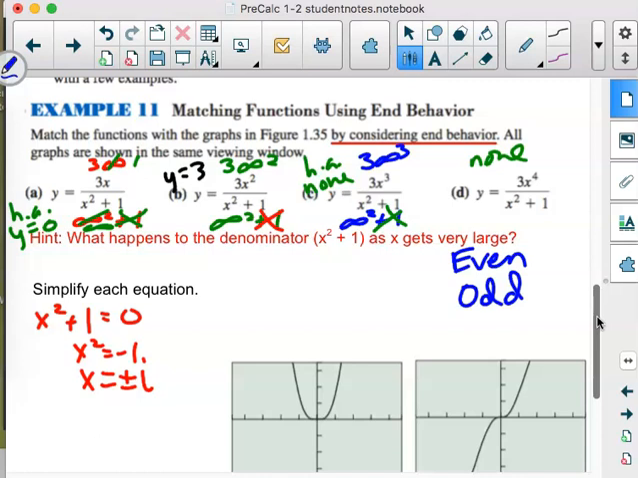So in this one, we have an odd over an even. So this is going to have odd symmetry. This one has an even over an even. So that's going to be even symmetry, which again is over the y-axis. This one has third power over second power, so odd over even. That one will be odd. And the last one has fourth power over second power. That's going to be even.